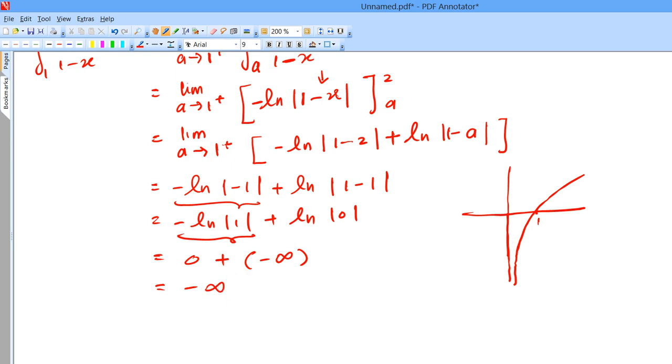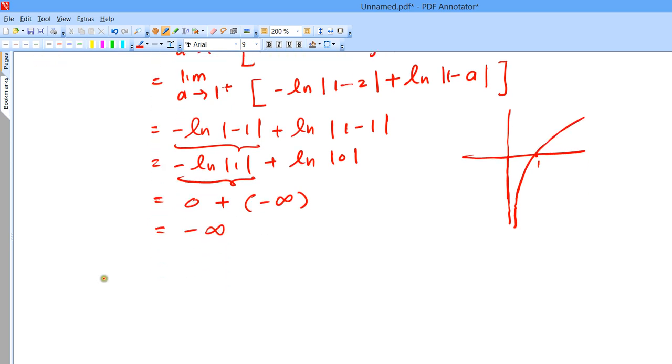So we can conclude here that the integral of 1 over 1 minus x dx from 1 to 2 diverges.